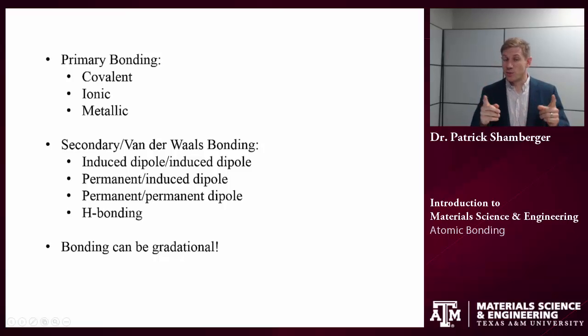And finally, and this is important, remember bonding can be gradational. So I don't only have purely ionic and purely covalent. I could have a mixture between ionic and covalent bonds, between covalent and metallic, and between ionic and metallic bonds.